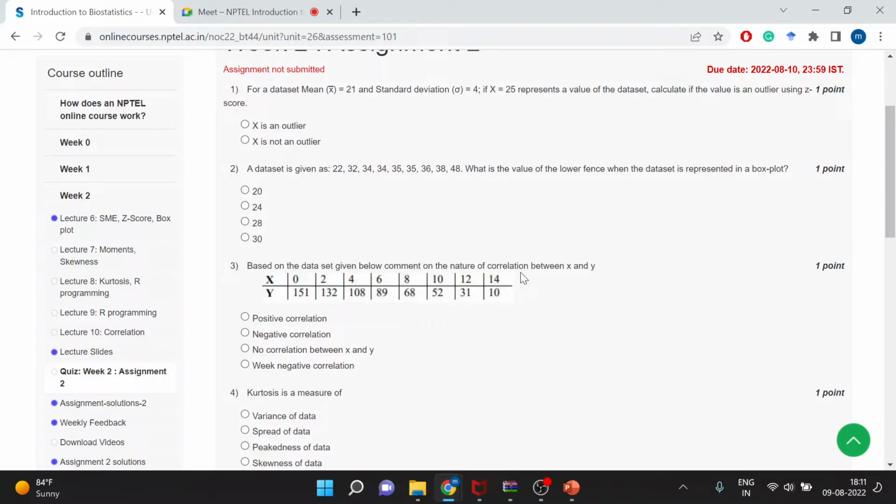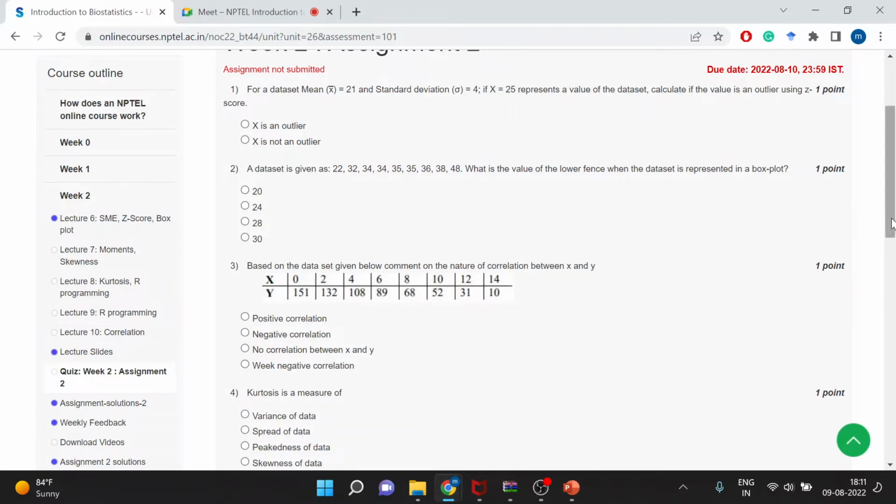Negative correlation. And why is that? X is increasing and Y is decreasing at the same time. Yes. If you can see, x on the top goes from 0 to 14, whereas y goes from 151 to 10. So when x increases, y is decreasing. So it's called a negative correlation.